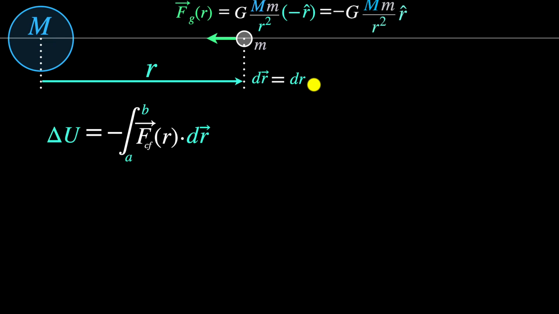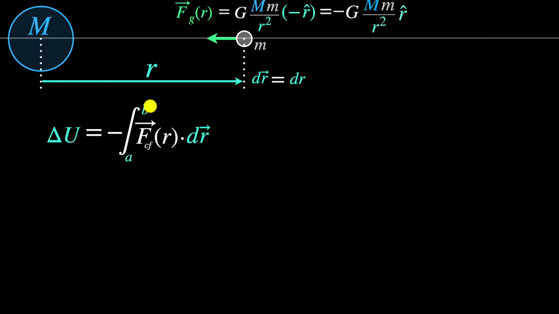But is that going to be positive r hat or negative r hat? Well, that completely depends upon your bounds. For example, if A was over here and B was over here, then we are moving this way. So displacement is in this direction. But if A was over here and B was over here, then it would be to the right. So the displacement would be towards the right.